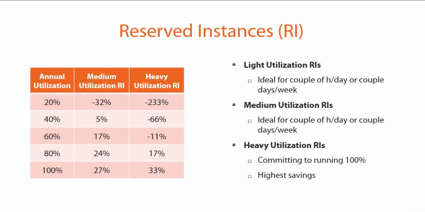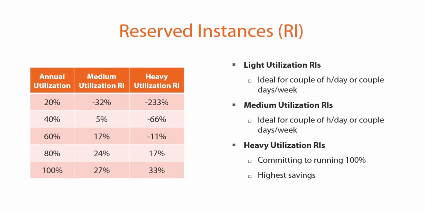But you'll find from 40% and on for medium, it starts to make sense. And then you'll find that, once you get to 100%, you're getting the most savings if you're going with a heavy utilization. If you're going with a medium utilization, you're getting 27% over on demand. Again, both the medium and the heavy here represent savings over an on demand if you were to run it 100% of the time for the full year or 80% of the time for the full year.